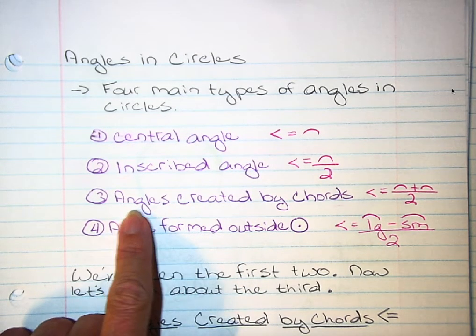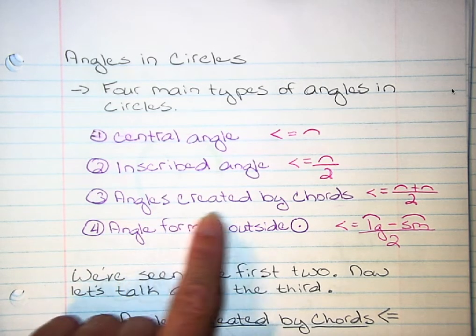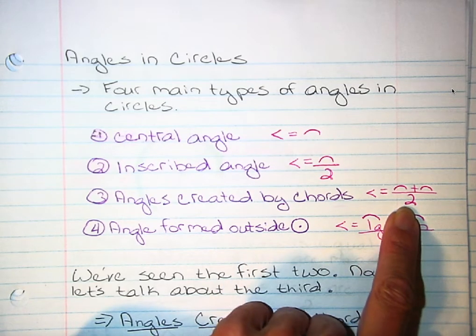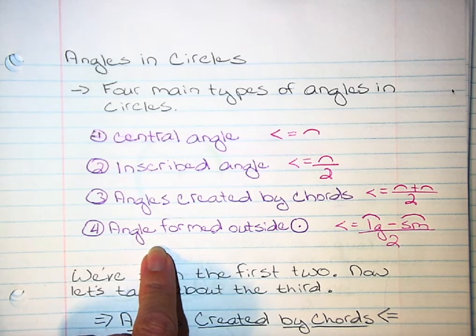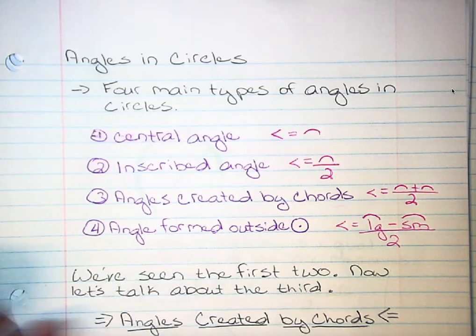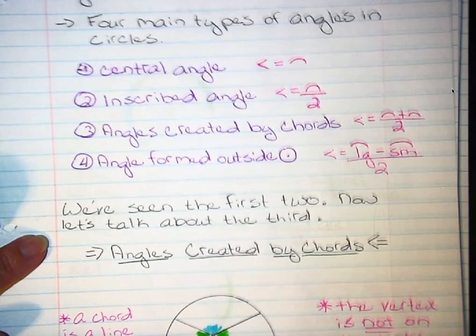Today we're going to talk about two more types of angles that are created in circles. Angles created by chords, and we'll talk about the formula a little bit more in just a minute, and angles formed outside of the circle. And there's the formula for that as well. Okay, so since we've seen the first two, let's go straight to number 3, angles created by chords.